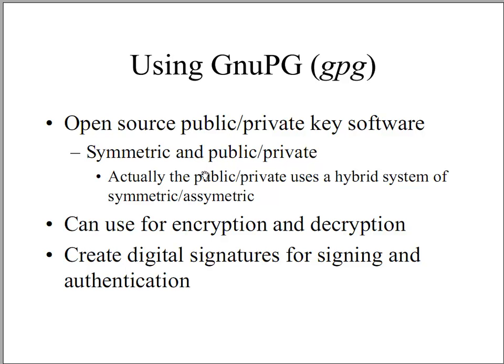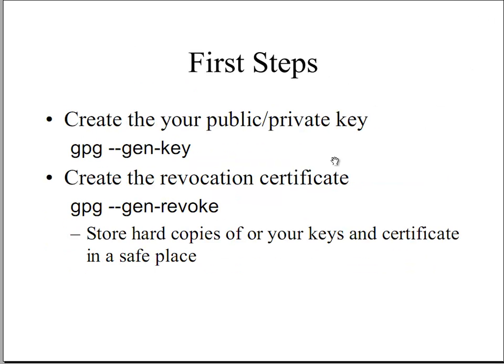GPG implements several types of symmetric algorithms as well as public-private key algorithms. Technically, GPG uses a hybrid system for its public-private key system. We can then use GPG for both encrypting and decrypting messages, either using symmetric or asymmetric algorithms, or we can create digital signatures for signing a document and having the recipient be able to authenticate that we were the actual senders of the information. The first thing we need to do is to create our own public-private key pair, and we do this with the command that you see right here. Another important thing we want to do is to create a revocation certificate. We create a revocation certificate using this command right here.